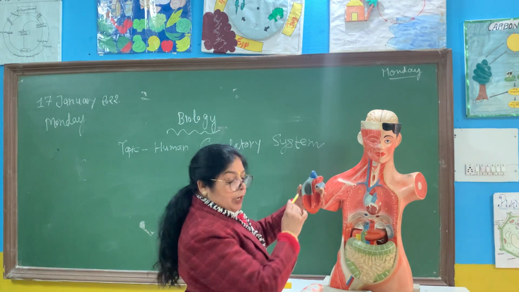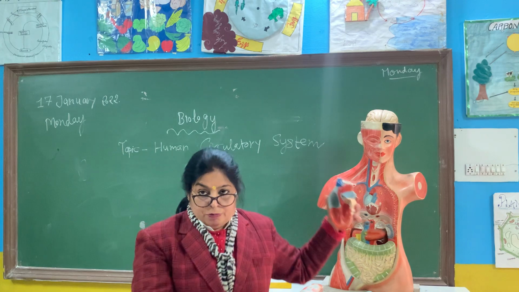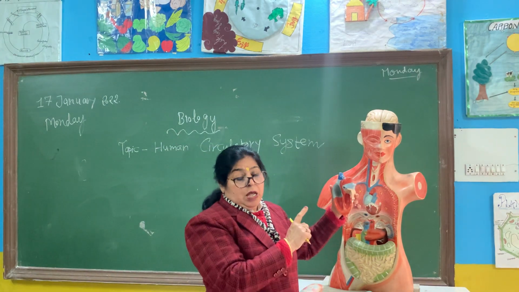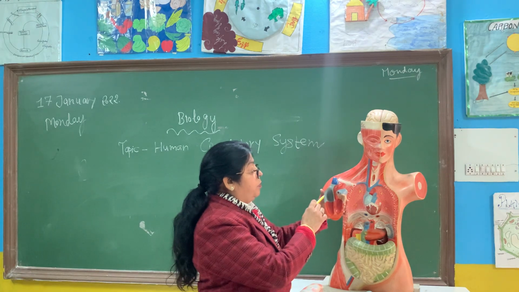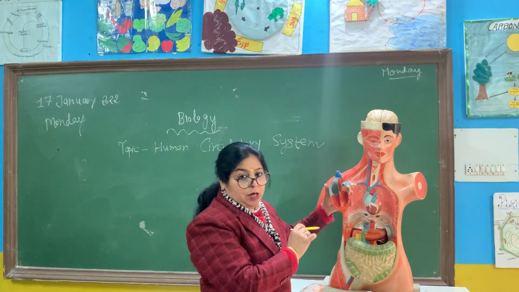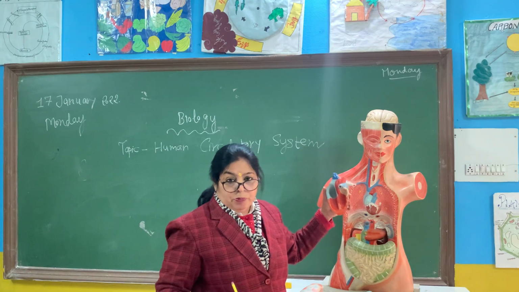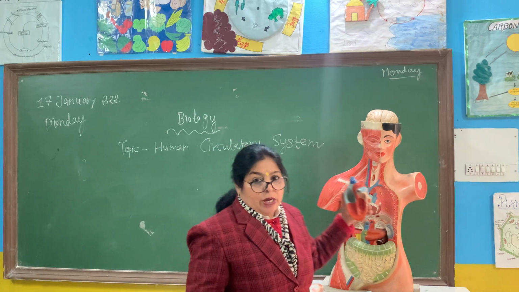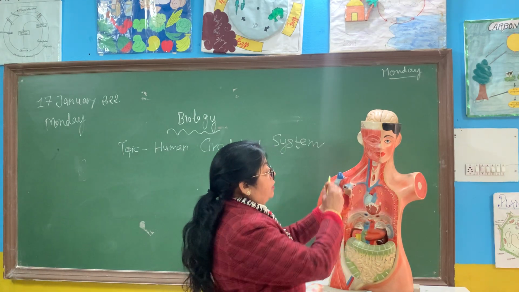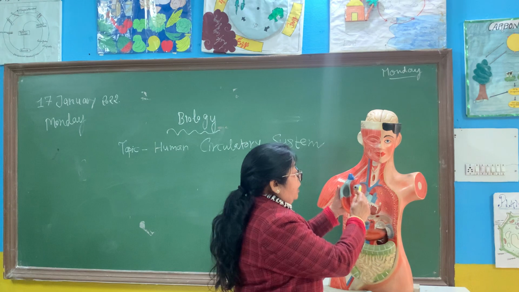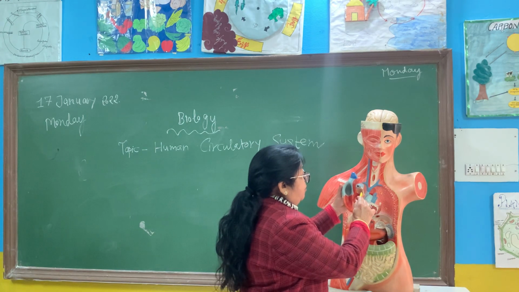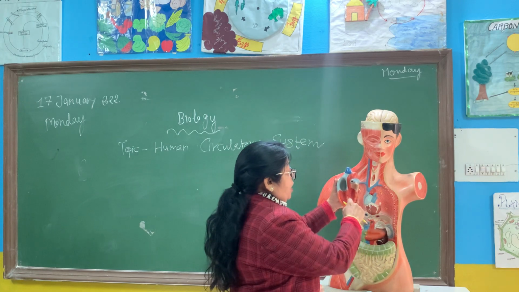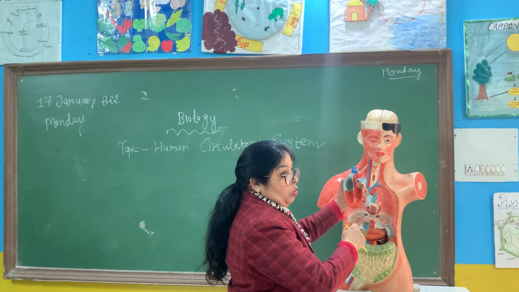From here, as I told you some time before, there is the pulmonary artery which carries the deoxygenated blood, and that blood goes to the lungs for purification. After purification, when the oxygen mixes with the blood, that blood is known as the oxygenated blood. It comes through the pulmonary vein to the left atrium. Here the valve opens and that blood goes into the left ventricle with the flow.